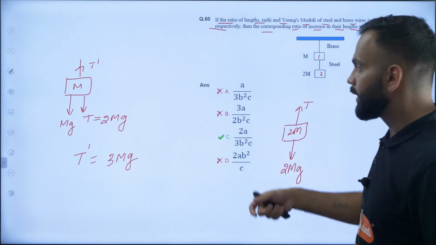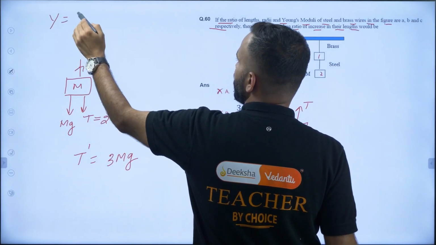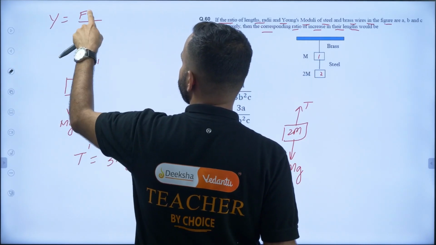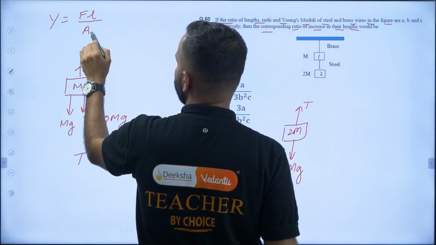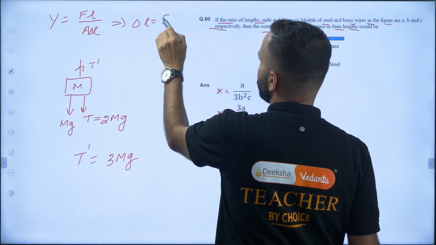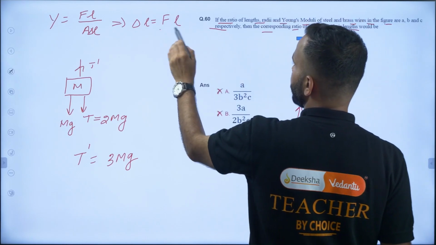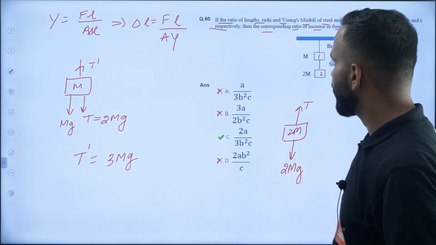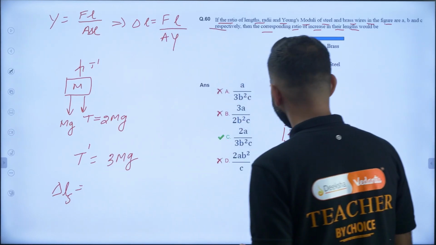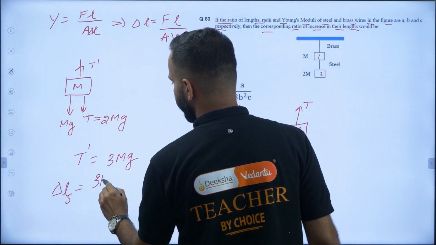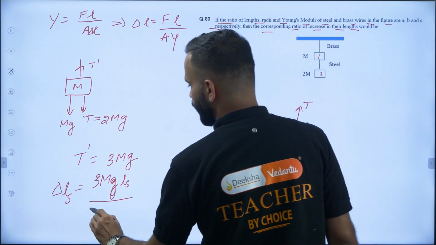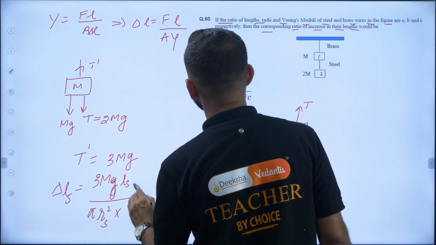Now what is the increase in length? We know that Young's modulus Y is equal to F into L divided by A into delta L. So delta L is equal to F into L divided by A into Y. Here, delta Ls is equal to 3mg into Ls divided by pi Rs squared into Ys.